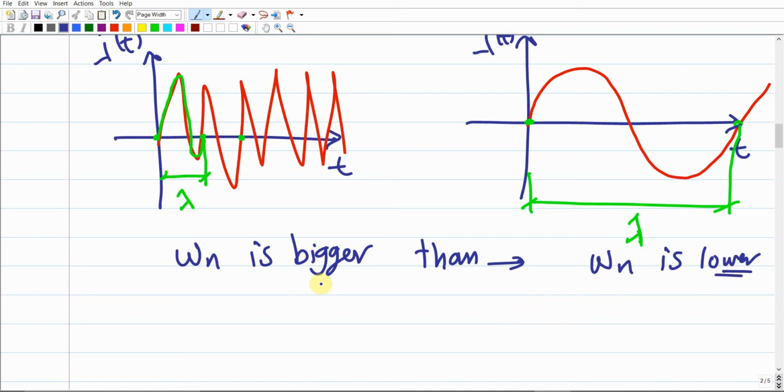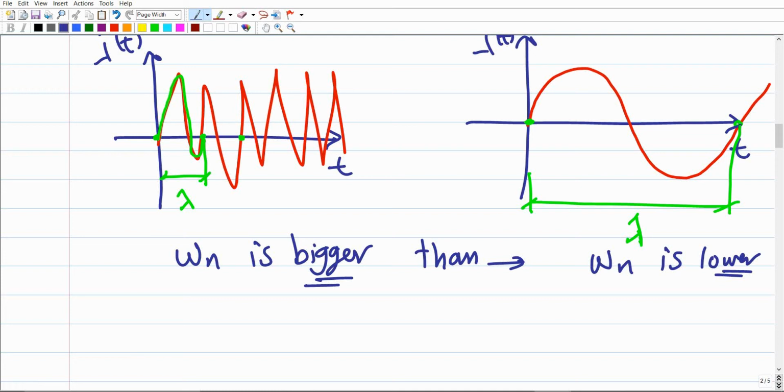Okay, so what does it mean? It means that this wave is going to change over time very quickly, like something that vibrates very fast. So omega n, you could consider like the speed of the vibration, the speed of changing the current over time. How fast this current is going to repeat this wave function over time. If the wavelength of this wave function is too big, it means that this wave is going to change slowly, very slowly over time.